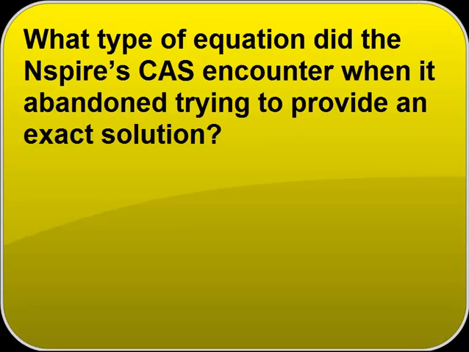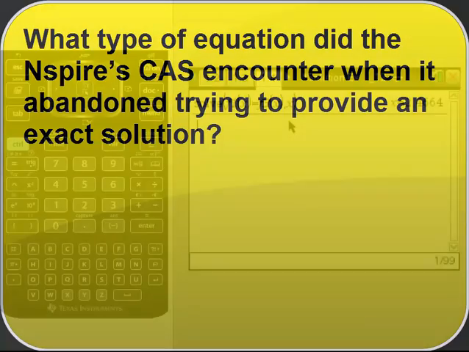In the case of f1 of x equals f3 of x, it probably noted it was a radical equation and tried to eliminate the radical so that it would obtain a polynomial equation and then pass off the equation to its special polynomial solving subprogram. So let's try to retrace the Nspire steps.